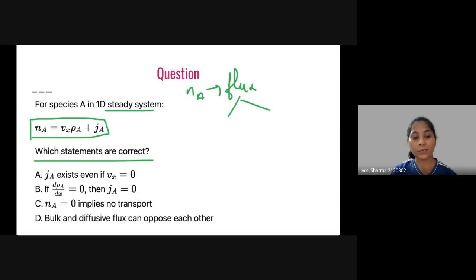Flux is determined by two things. Along with A, there are other options that you have to click on. Okay, just tell me one thing. When there is a transfer or when there is flux, flux is dependent on two things. The one is bulk movement, and the second is you have diffusion.